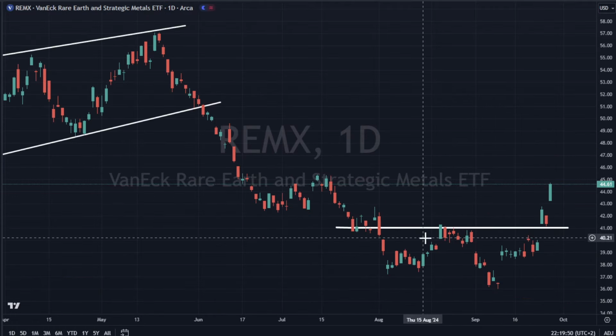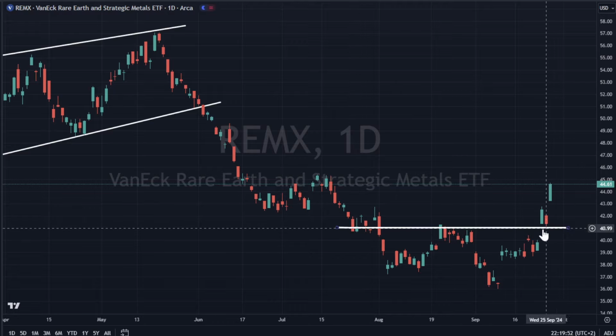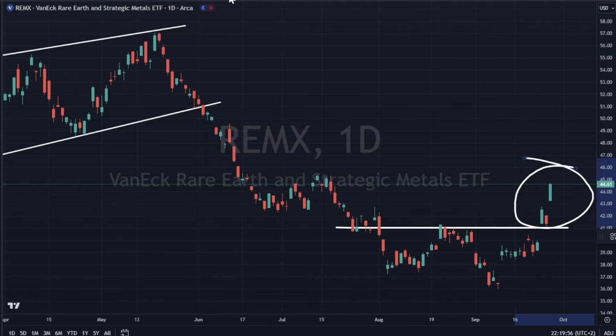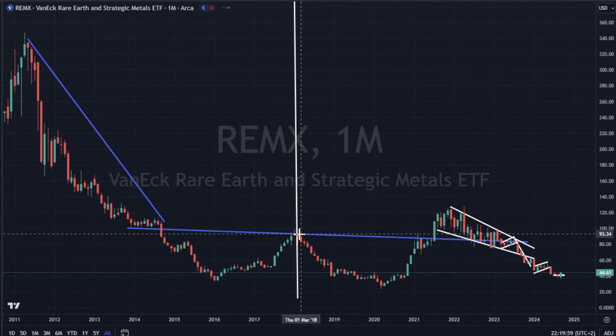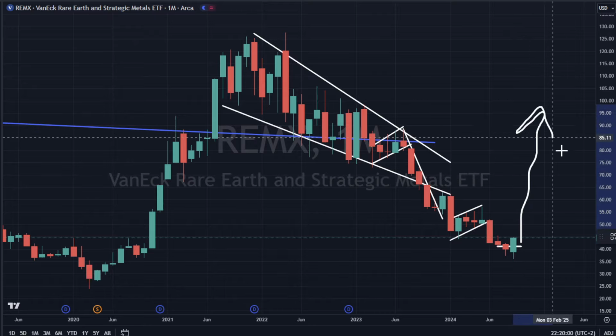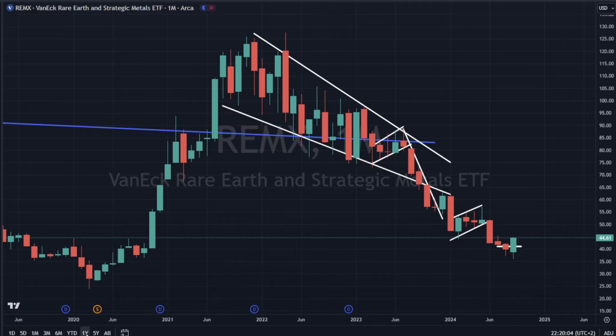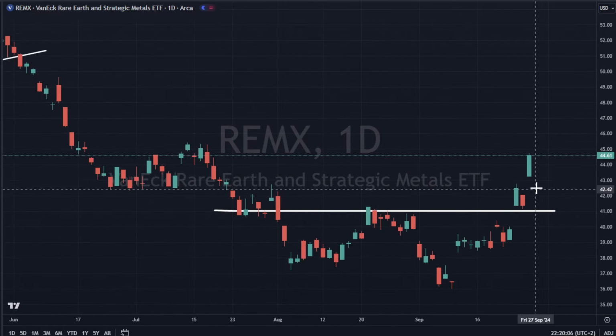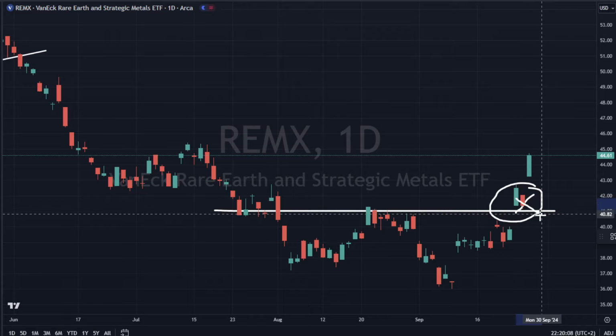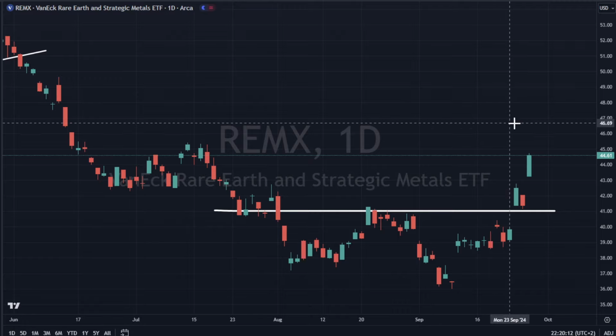REMX doing the same exact thing, double bottom, and we're starting to make some new highs here. So these could be some ones to look at for potential investments from a very low point. Your initial entry points could be down here. I would have probably taken a position over here. This day right there is where I would have done it, if you want to know what I would have done.